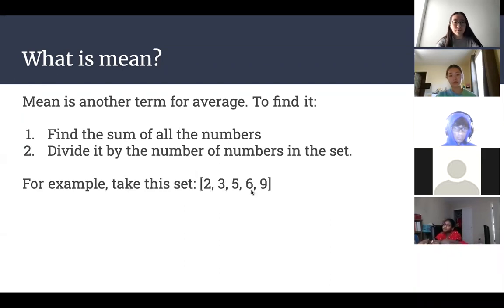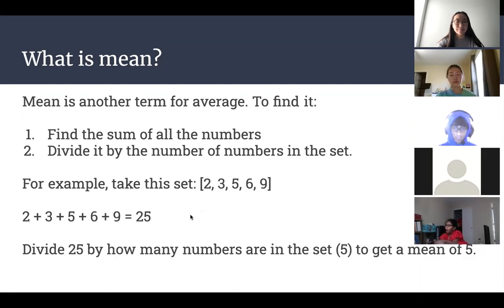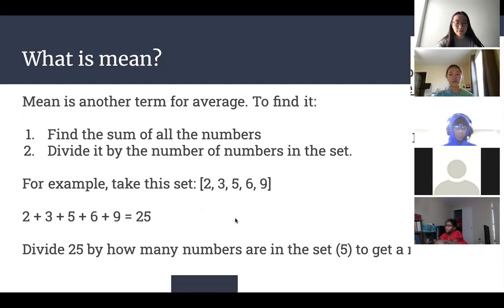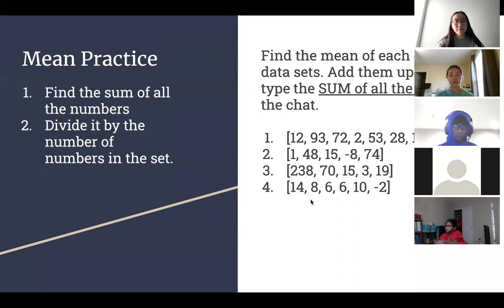Take this set 2, 3, 5, 6, and 9. And so we do the first step, which is to find the sum of all the numbers, and that's 25. Then we divide it by the number of numbers in the set. So there's 5 numbers in the set, as you can see. And then the average, or the mean, would be 5.